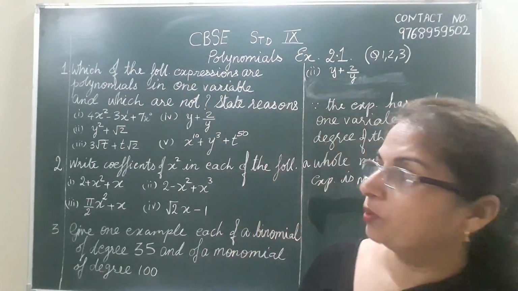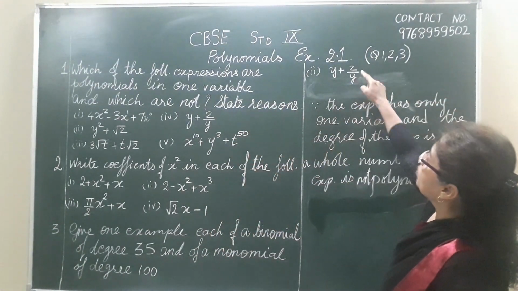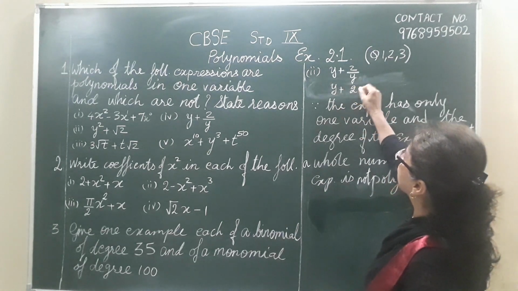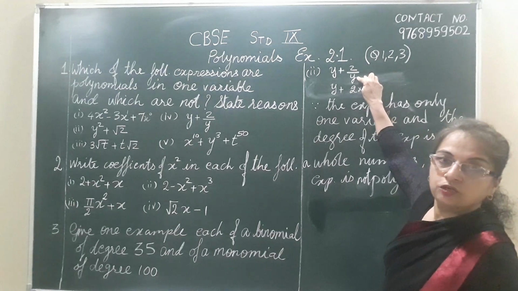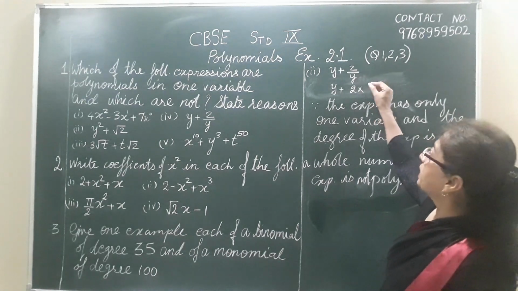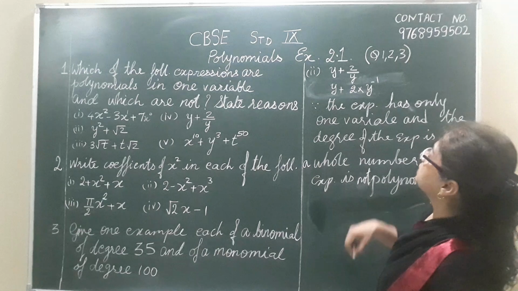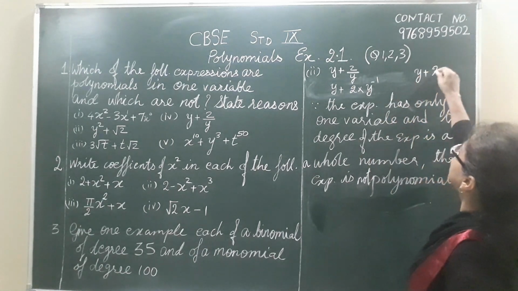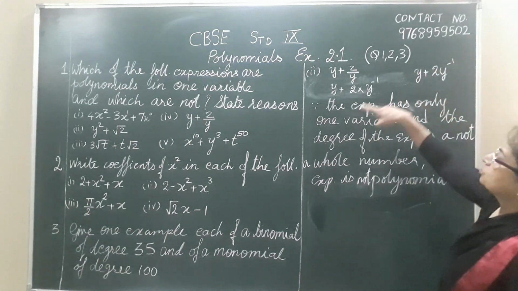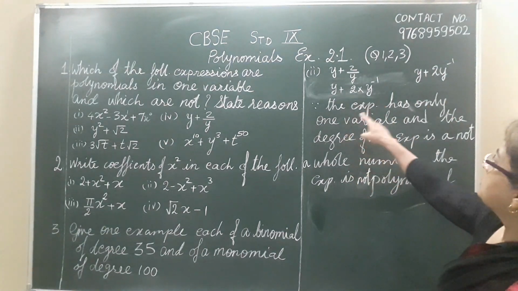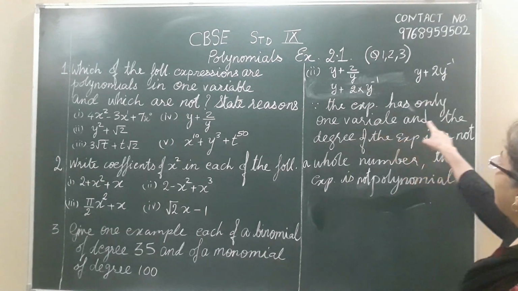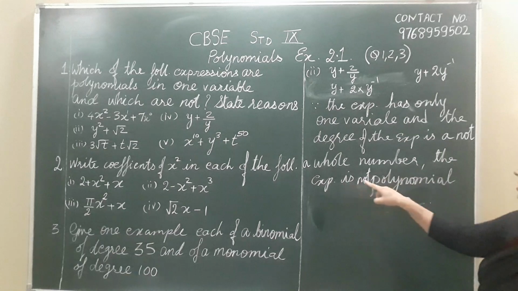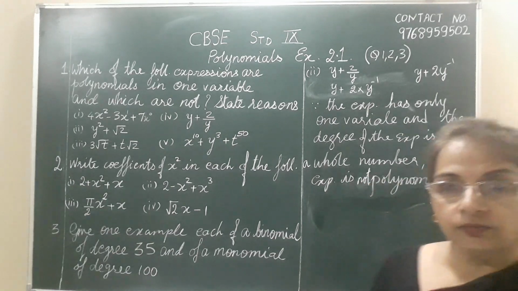Now come to the second question. y plus 2 upon y. This can be written as y plus 2 into, when this y in the denominator goes in the numerator, by laws of indices, y raised to minus 1. So you can write this expression as y plus 2y raised to minus 1. So your explanation is, since the expression has only one variable and the degree of the expression is not a whole number, the expression is not a polynomial.